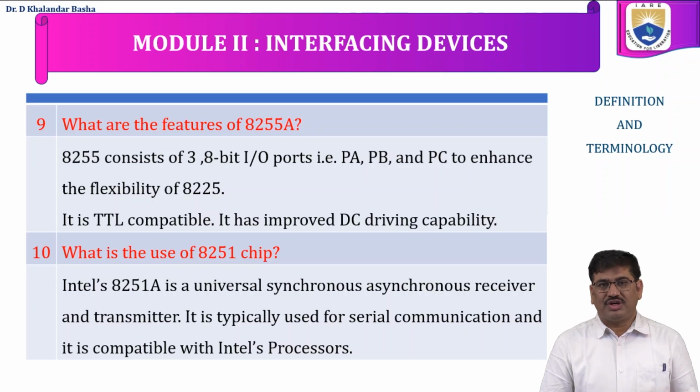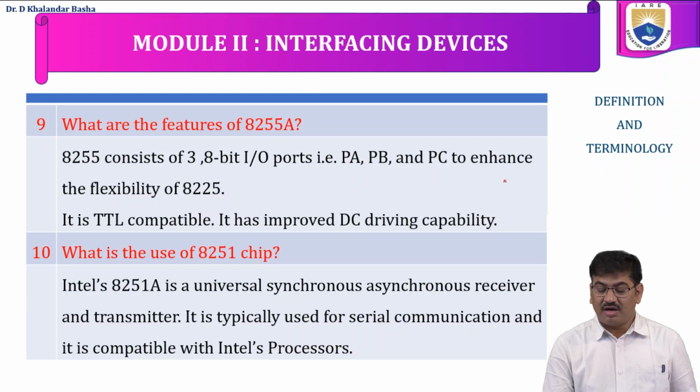These three ports, which are of 8 bits, so total 8 into 3, 24 IO pins we can see in 8255. Port A0 to port A7, that is 8 pins. Port B0 to port B7, 8 pins. Port C0 to port C7, 8 pins.